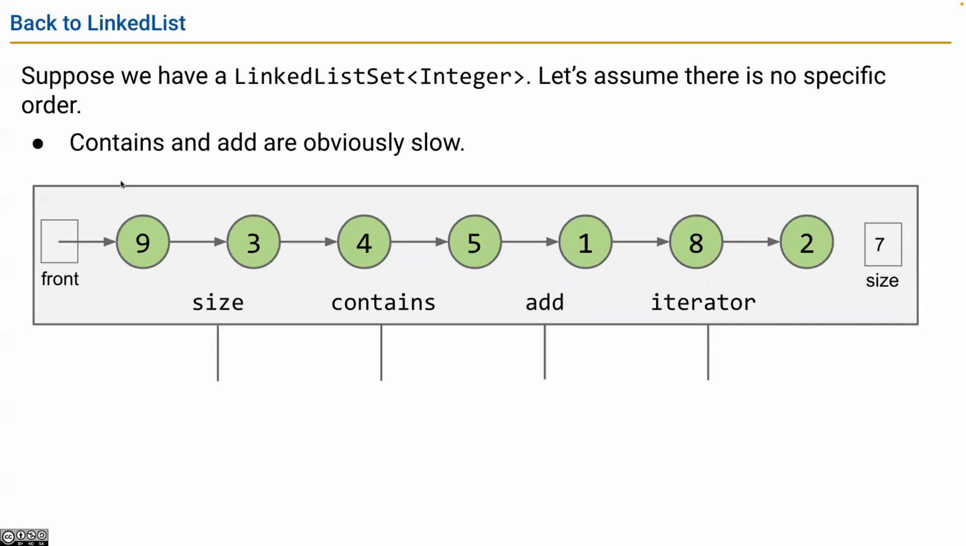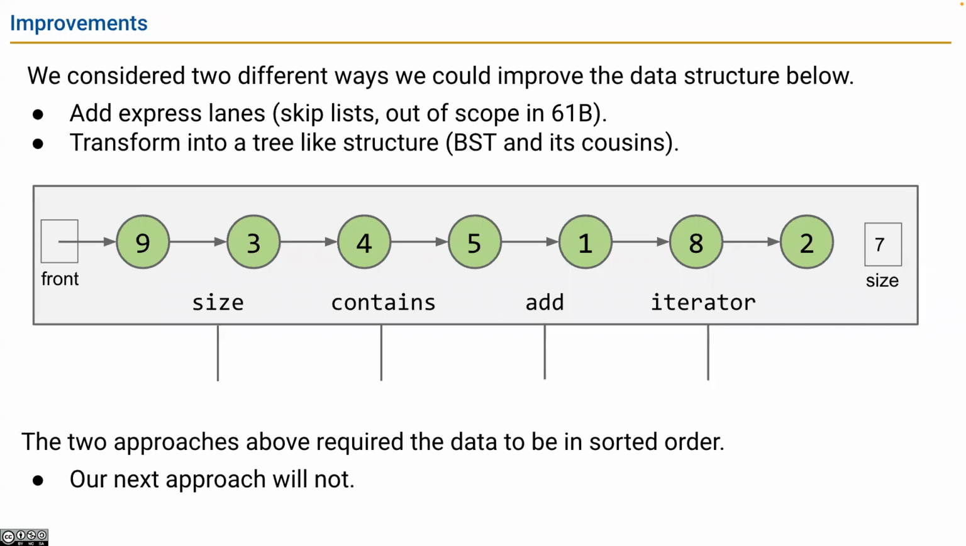Now the key idea is, well, there are many things we could do. We could do the things we did before: put them in order and add express lanes. That's a skip list. I could put them in order and then turn it into a binary search tree, but we're not going to do that. We're not going to care about the order at all. That's going to be a really big difference. They're not in any particular order.